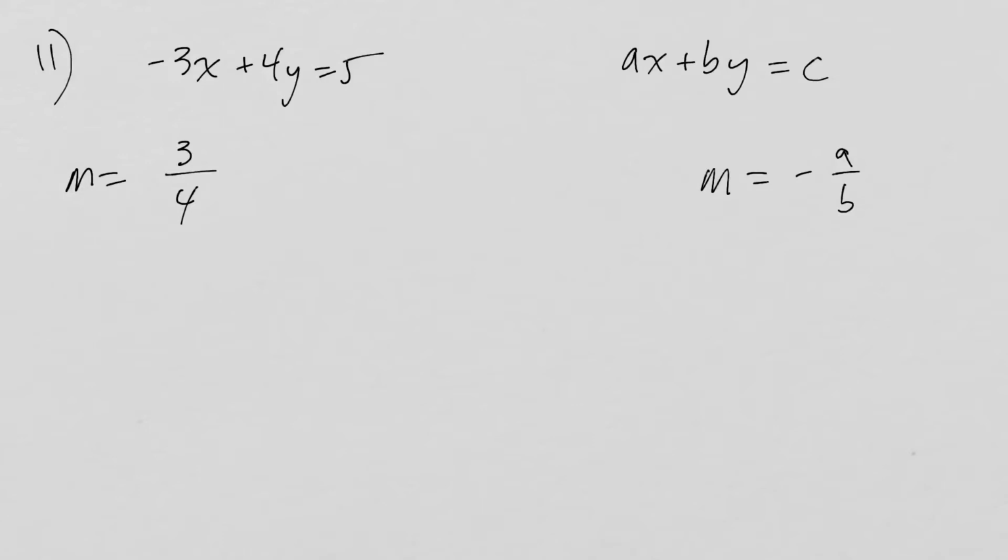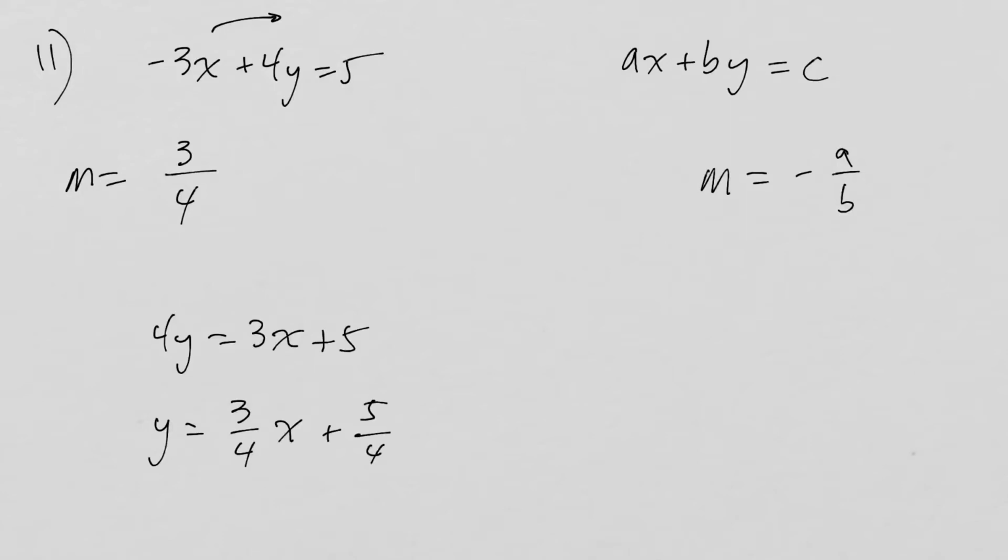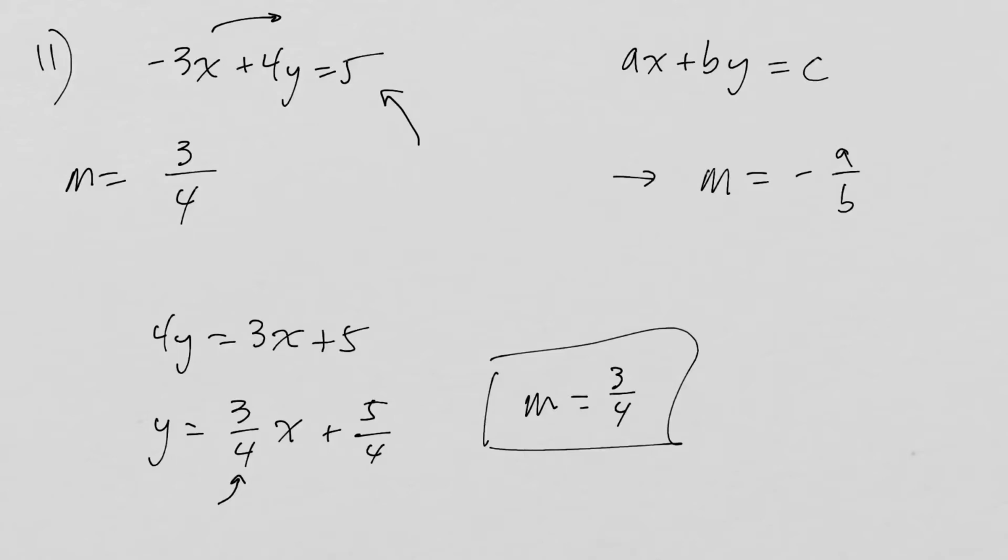But if you don't remember that, you have to put this into slope-intercept form. So you do that by moving this term over here so that you have 4y is equal to 3x plus 5, and then dividing by 4, which is 3/4 x plus 5/4, and this is your m. So you'd still get m as 3/4. Again, if you notice that this was in standard form and you knew this little trick there, you can jump right to the slope.